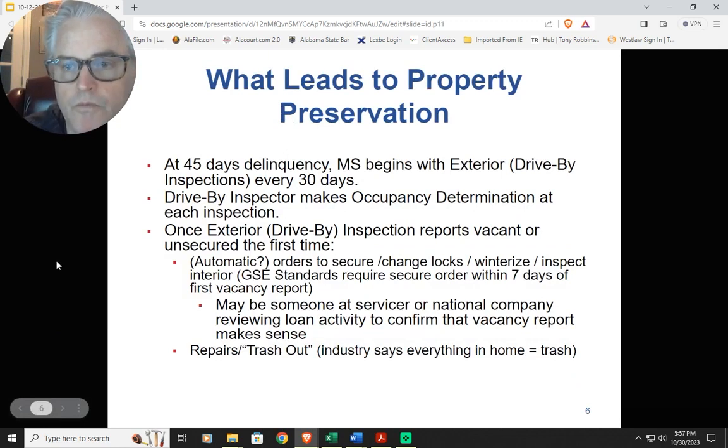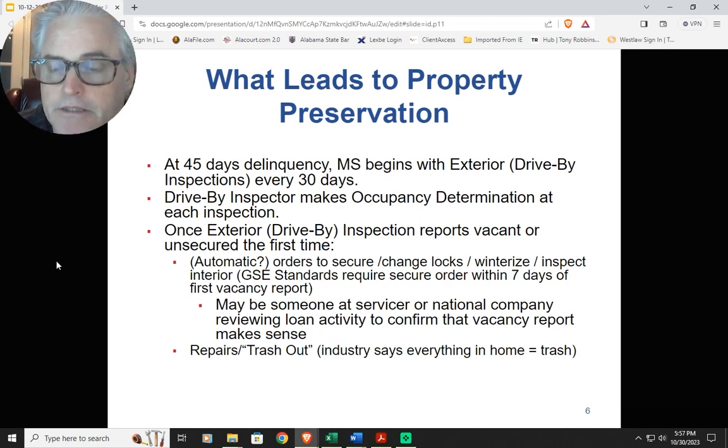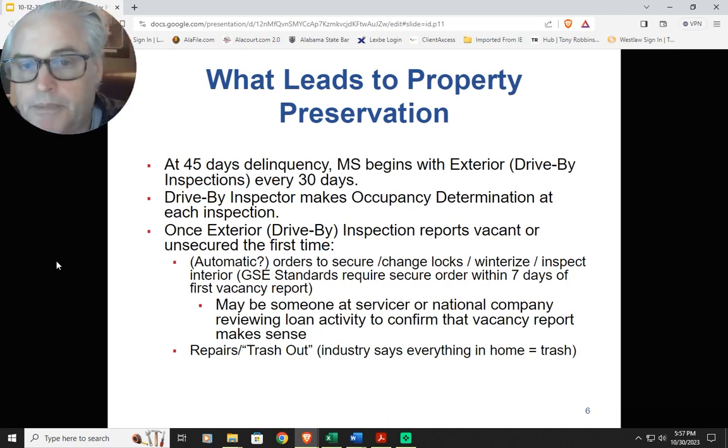So what leads to property preservation? I think I said 40 days a minute ago, and it's 40 or 45 days. I'm not going to quibble with that number. But the mortgage servicer is required to start exterior inspections. It's the euphemism of the day. We always refer to them as drive-by inspections, and that's supposed to take place every 30 days during any period of default.